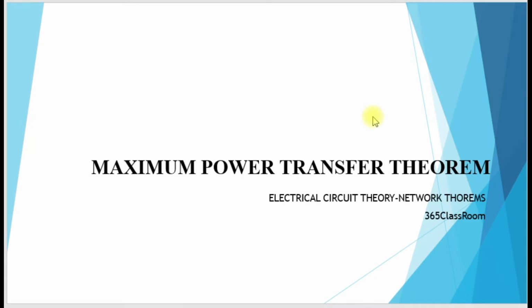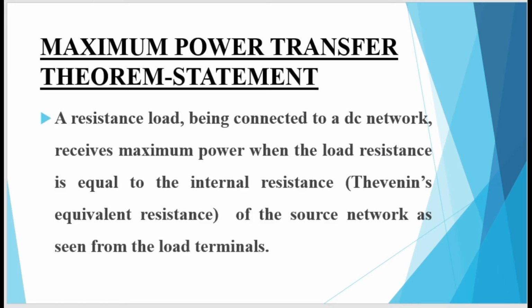In this video, I am going to explain the maximum power transfer theorem. Statement for maximum power transfer theorem: a resistance load being connected to a DC network receives maximum power when the load resistance is equal to the internal resistance or Thevenin's equivalent resistance of the source network as seen from the load terminals.